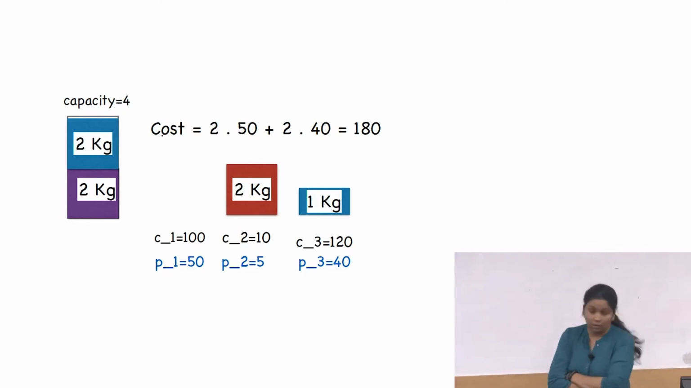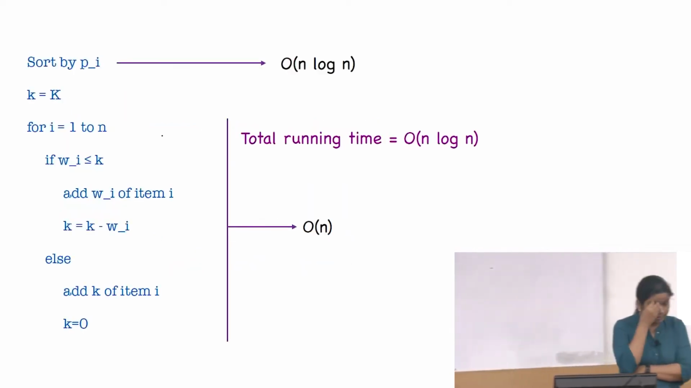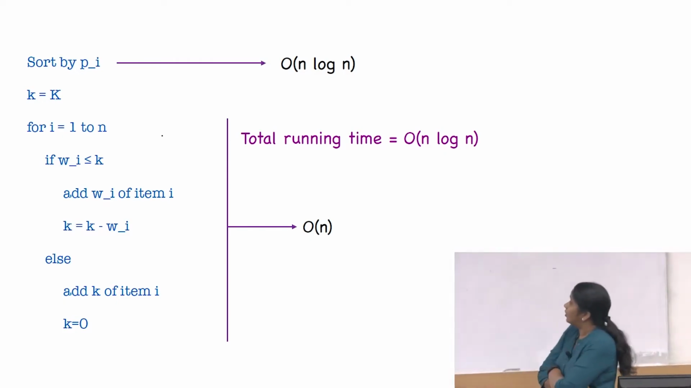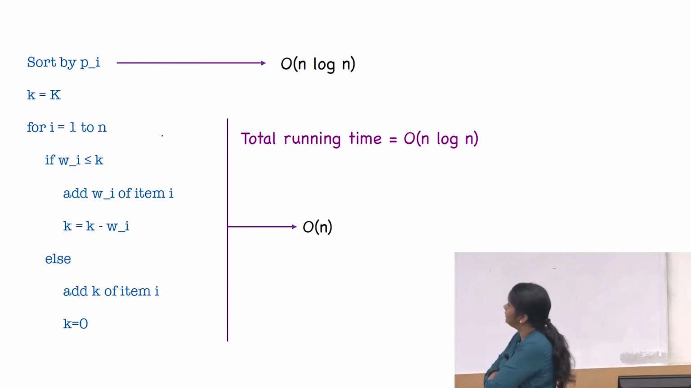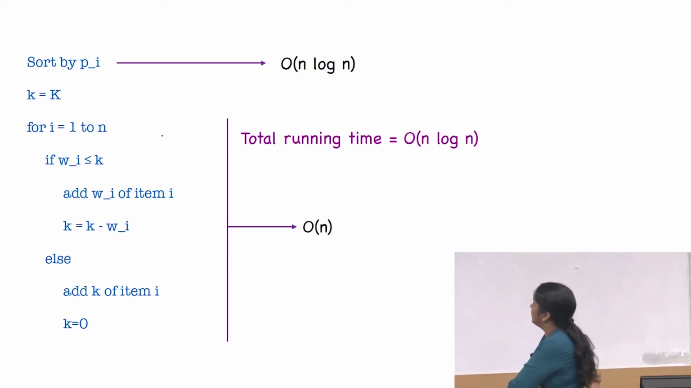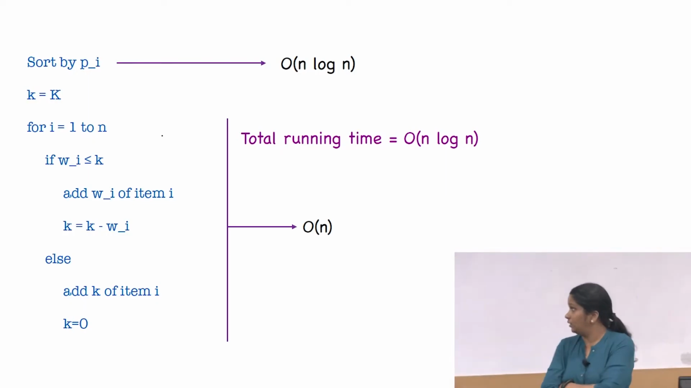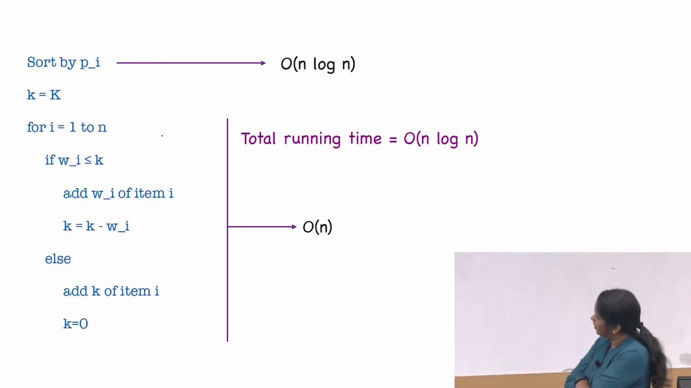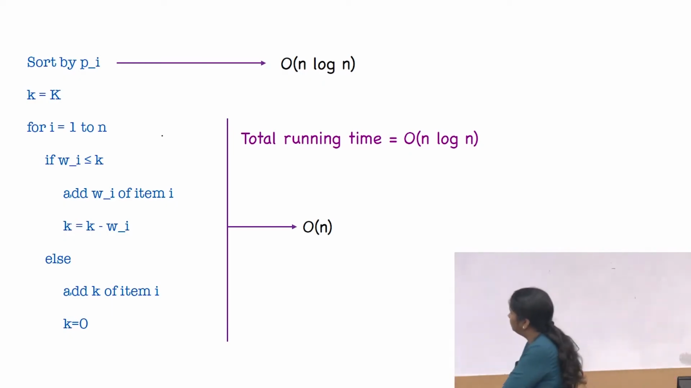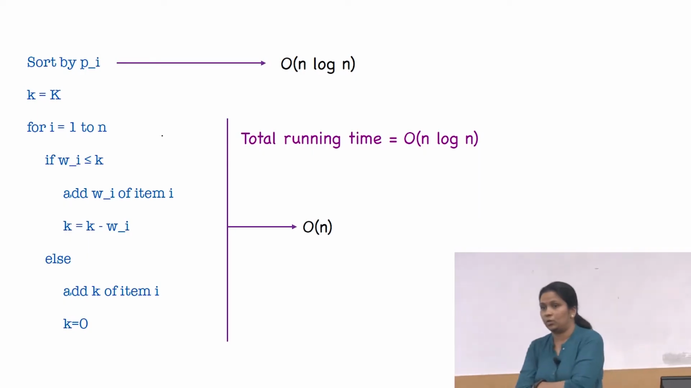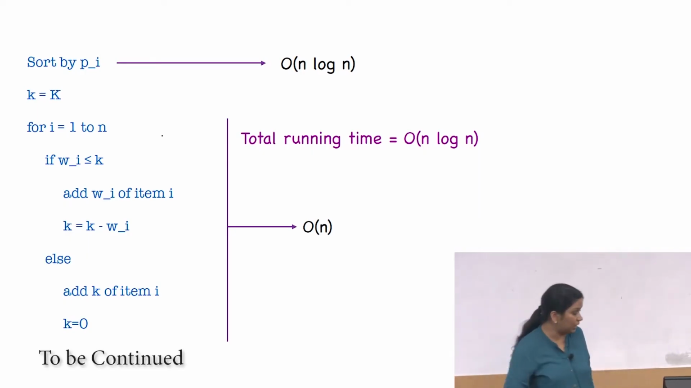So the algorithm is this: sort by the Pi values. The running time: sorting takes order of n log n, and next, how much time will it take? You consider one item in each iteration of the loop, so the loop will run order of n times. So the total running time will be order of n log n. And how do you prove the correctness for this?